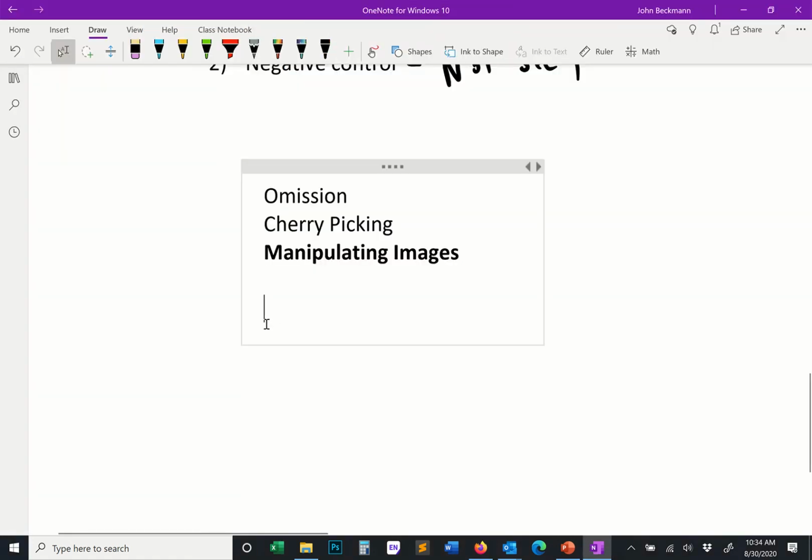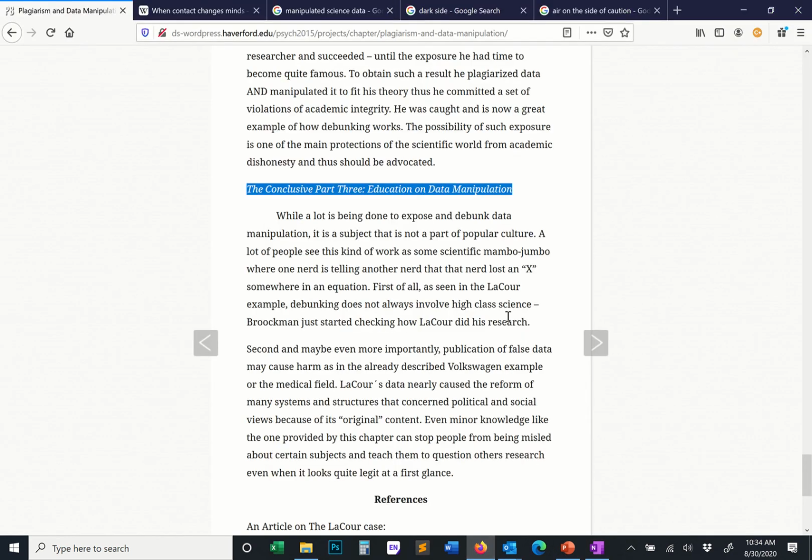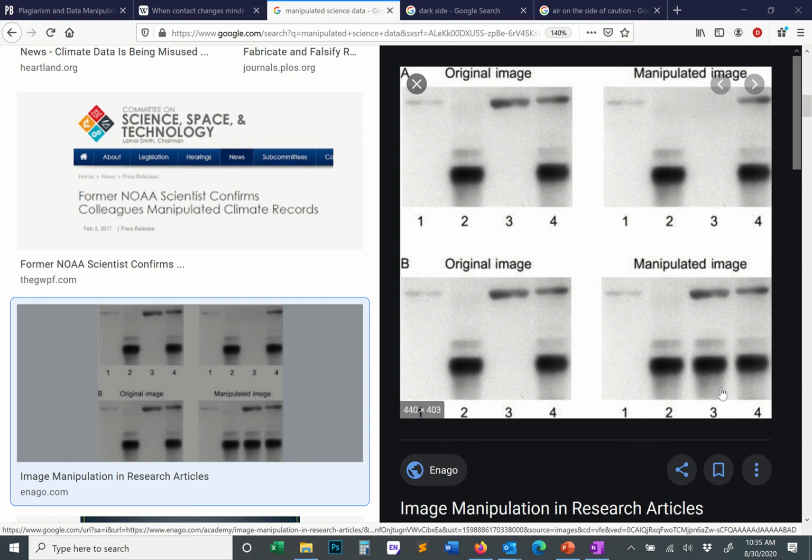Now let me go further and clarify why it would never be to your benefit to do these things. Why is this never in your interest? One, it's extremely easy to detect. Okay? Let me get that image. Photoshop is entirely pixels. There are computer programs which will just compare these pixels to these pixels, and they can tell it's the same.